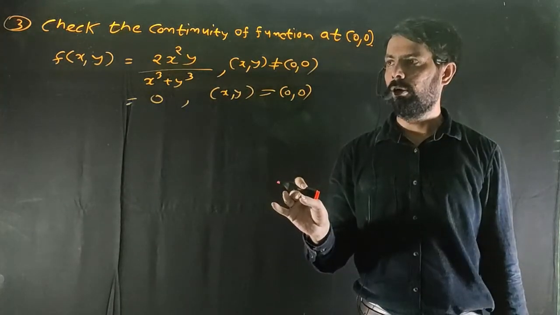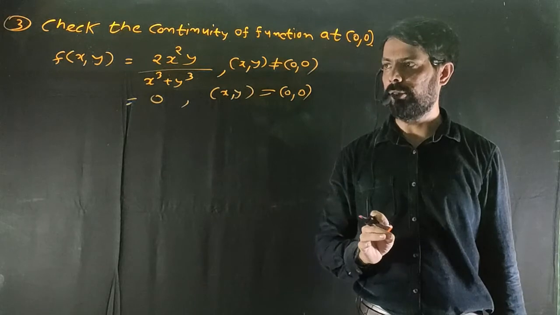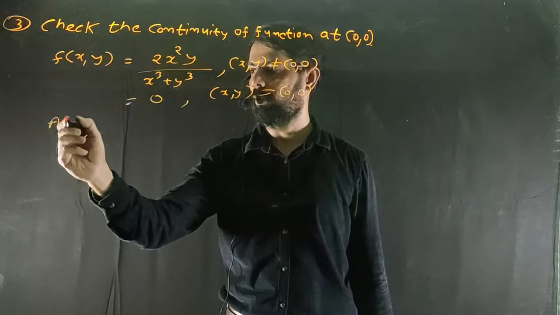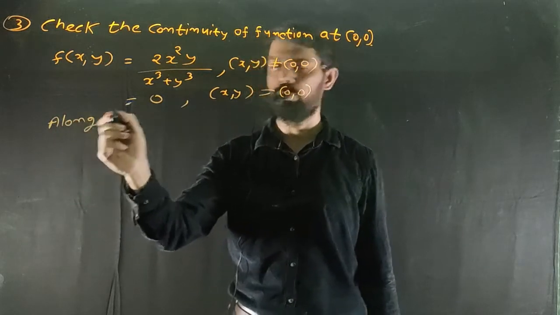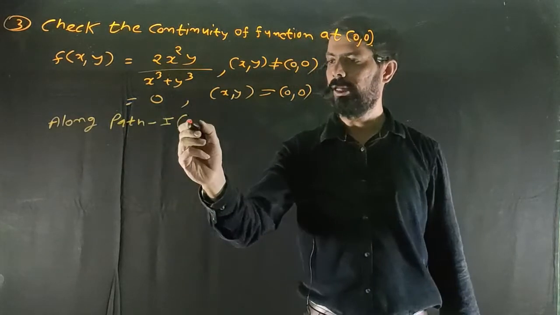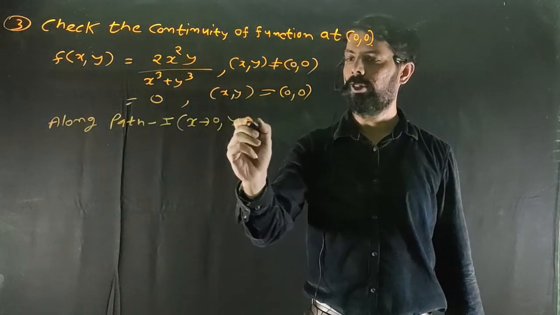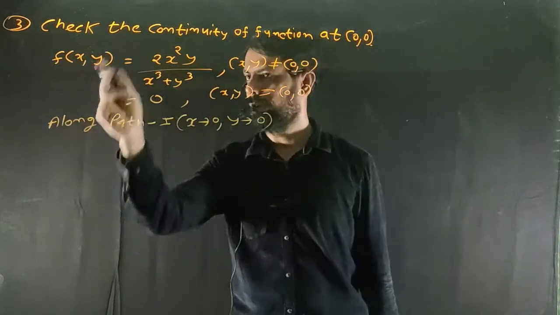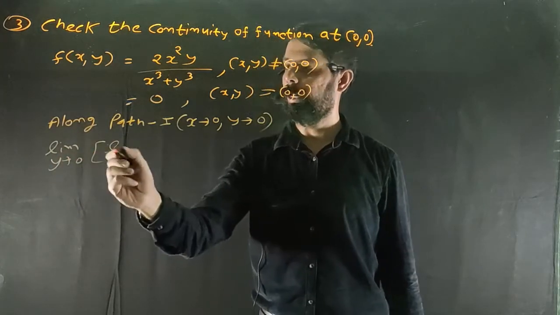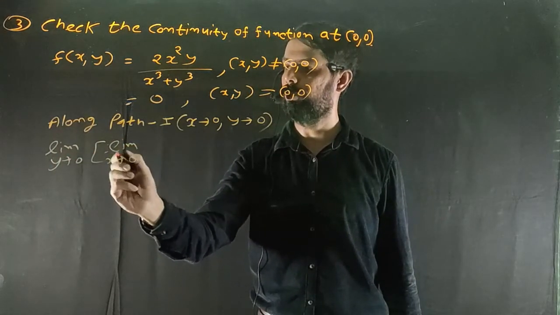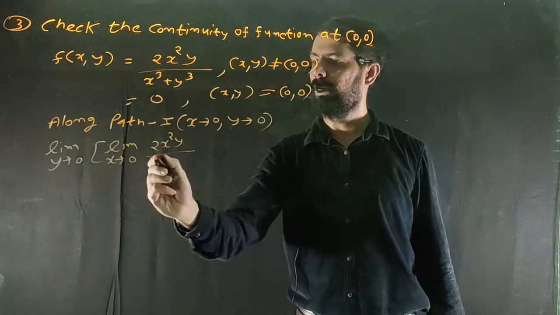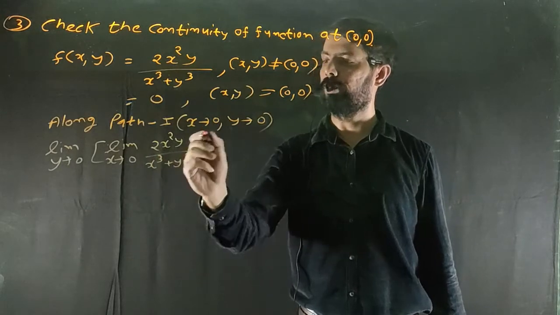First condition for checking the continuity of function is that we have to check the limit. Okay, so here first of all we will take different paths to find the limit. So along path 1, that is first x tends to 0, then y tends to 0. Okay, so this can be written as limit y tends to 0, in bracket limit x tends to 0, and function is 2x square y divided by x cube plus y cube.